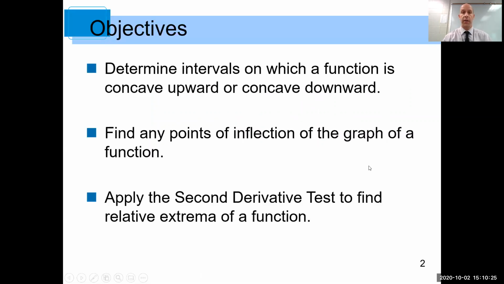So our objectives today are: 3. Determine where a function is concave up or concave down. Find any points of inflection. So we'll have to define what those are, points of inflection. I guess we should probably define concavity, which is probably a new word to some of you. And we also need to apply something called the second derivative test to find relative extrema.